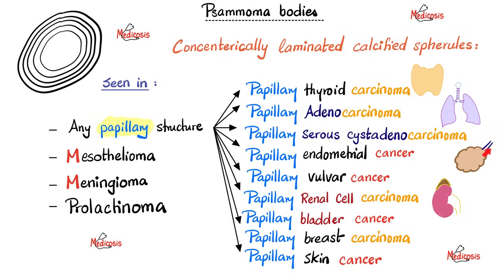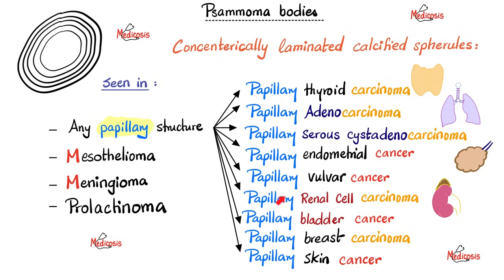Yes, indeed. In the ovaries, papillary serous cystadenocarcinoma or papillary serous cystadenoma. Are these papillary structures? Absolutely. Can I get an amen? Can I get psammoma bodies? Yes, indeed. Papillary endometrial cancer in the endometrium of the uterus. Is this papillary? Sure. Can I get psammoma bodies? Sure. Papillary vulvar cancer can lead to psammoma bodies.